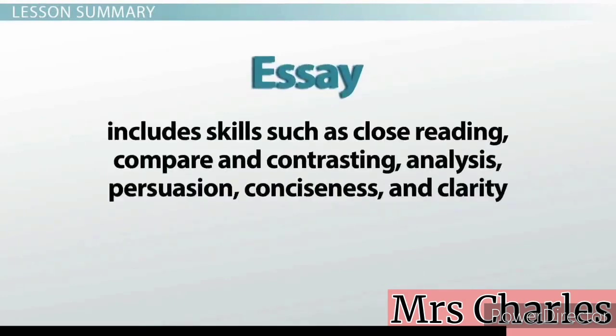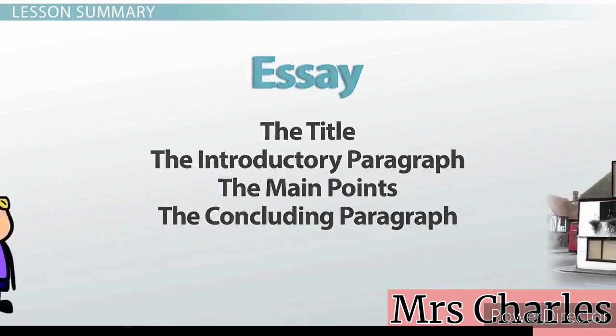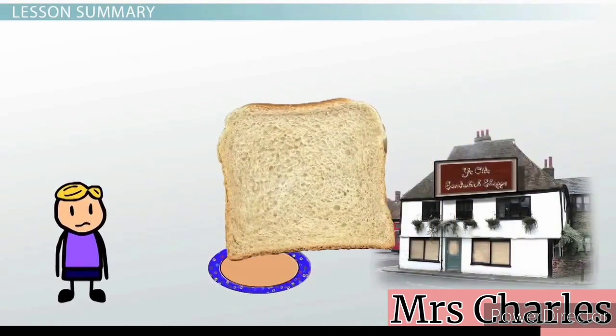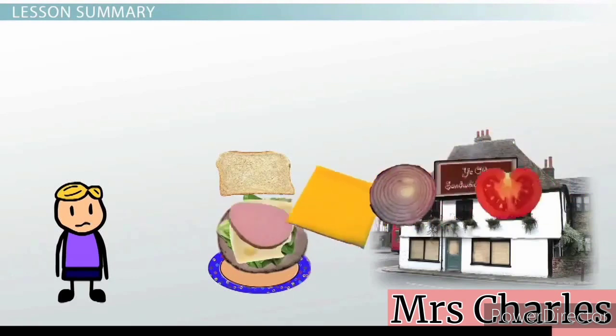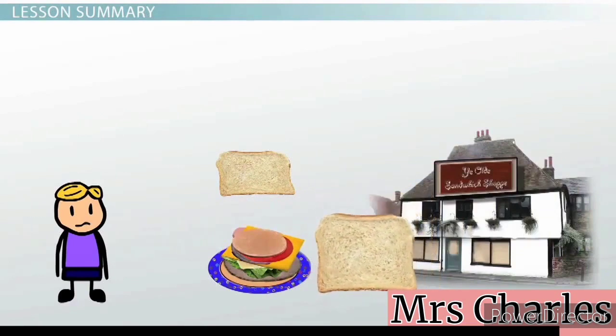Now let's do a recap of what we learned in this lesson. We said essay includes skills such as close reading, compare and contrasting, analysis, persuasion, conciseness, and clarity. The parts of the essay are the title, the introductory paragraph, the main points, and the concluding paragraph. We also said that in writing an essay, we look at the process the same way we try to put together a good sandwich. We start with the top piece of the bread, introductory paragraph, which includes the hook, transitory statements, and the thesis statements that introduce our main point.